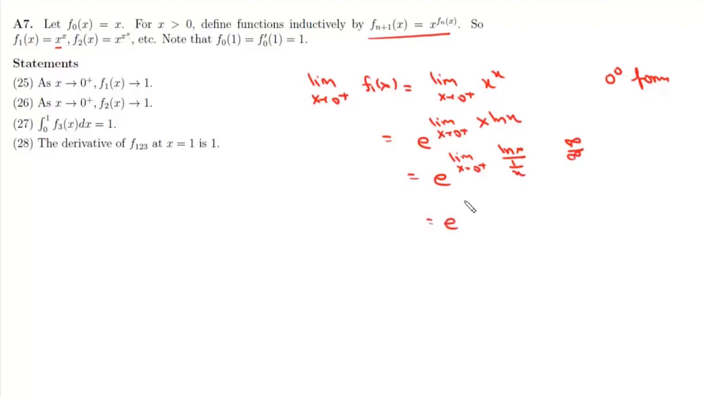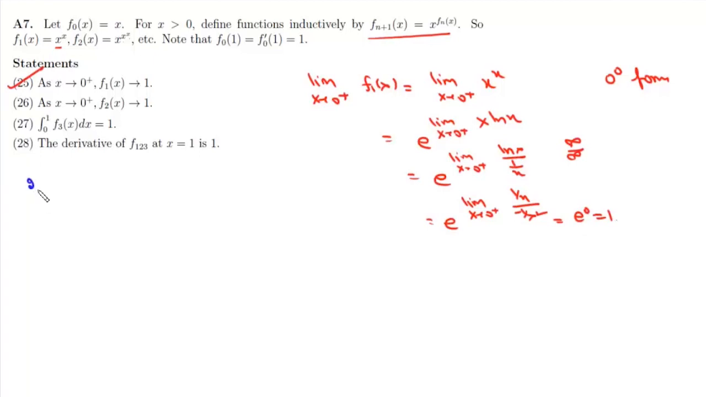Now this is e to the power limit x tends to 0 positive. Using L'Hopital's rule, we'll have 1 by x and minus 1 upon x square, which is e to the power 0, and that is 1. That means statement 25 is correct.